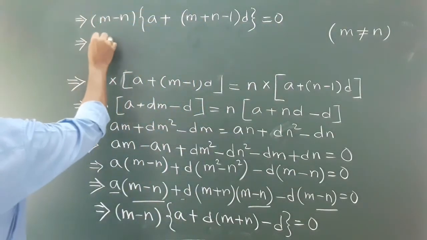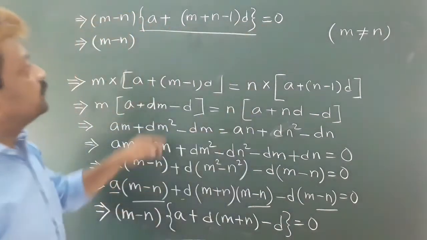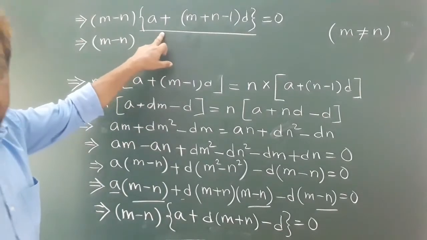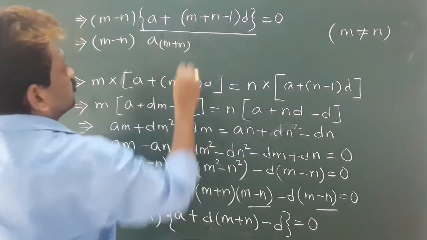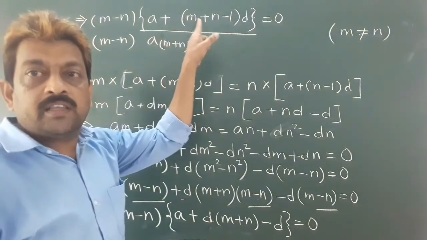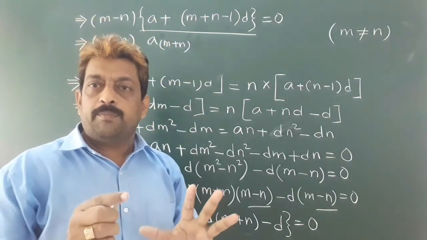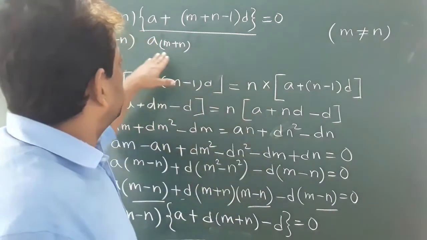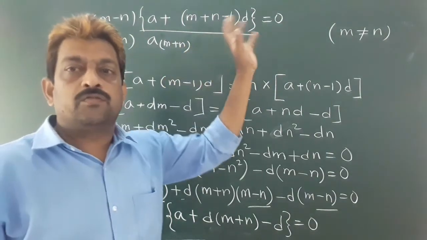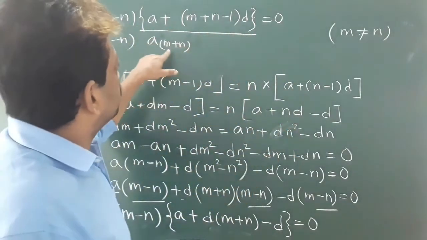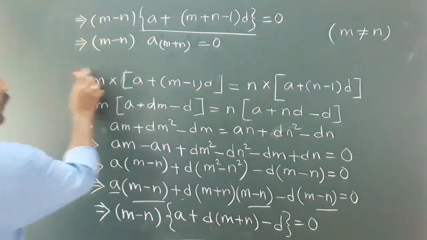which implies (m minus n) times the whole thing. Now what is this? Just see. Can we write this as the (m plus n)th term? Just compare with the general form. The nth term is a plus (n minus 1)d. So here the (m plus n)th term is a plus (m plus n minus 1)d. So this is nothing but the (m plus n)th term equals 0. So now we have got two factors.